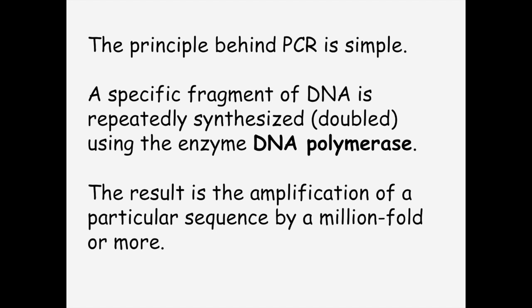So the principles behind PCR are pretty simple. A specific fragment of DNA is repeatedly synthesized or copied. We amplify that section using a DNA polymerase. And basically what we end up with is a millionfold or more of the actual target sequence, or the area that we want to amplify, which can then be sent for sequencing. Or we can proceed through our processes and mini prep the DNA if it's large enough, and then do a restriction digest in this program, and then we'll send it out for sequencing.